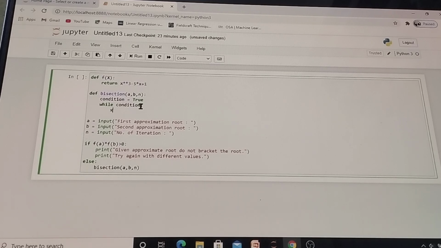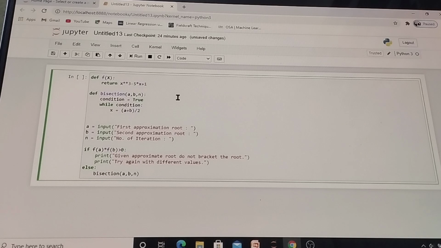So bisection method means what? That is x equals to (a plus b) by 2. This is the bisection method. Okay, so with the help of this I'll get my first root of the first iteration. Okay, so this is the first iteration value.